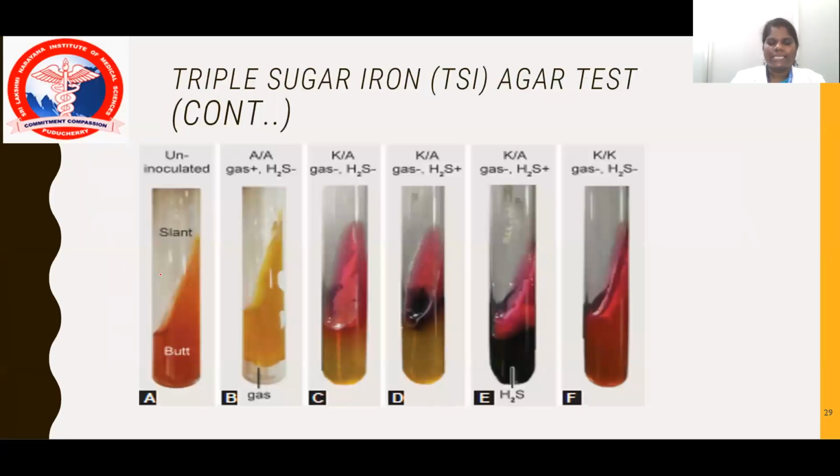So these are the classical reactions happening in the TSI. The first one is the uninoculated one. We have the butt, the down part is the butt, and we have the slant. So we have two parts, butt and slant. While reading the reaction, you have to read slant first and then go for the butt. Okay, so let me explain the three categories.